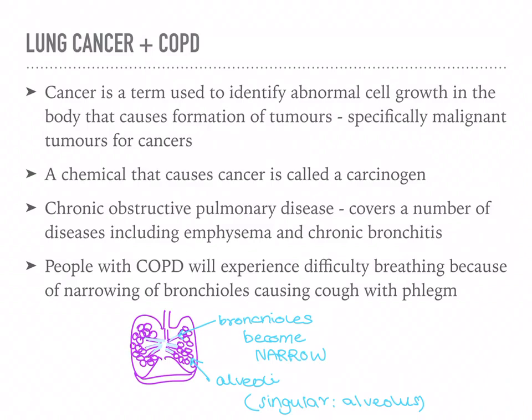Chronic obstructive pulmonary disease again covers a number of other diseases, which are emphysema and bronchitis as well. Now, people with chronic obstructive pulmonary disease will experience difficulty breathing because the bronchioles become narrow, and this causes the cough to occur and build up of phlegm to occur as well.